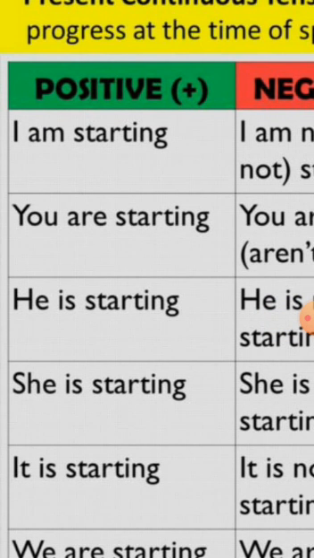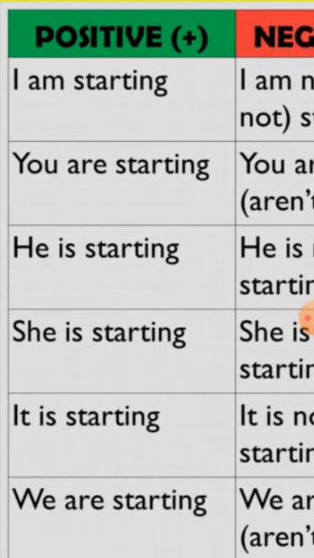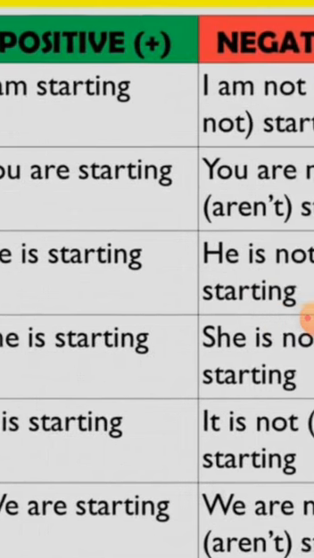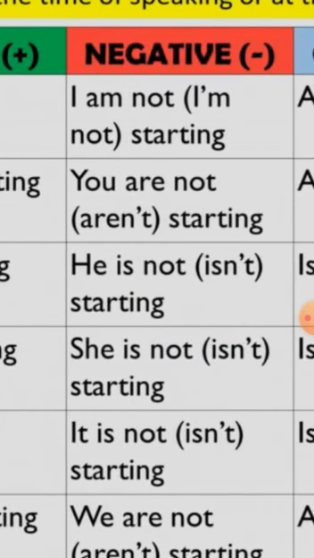I am reading these sentences. I am starting, you are starting, he is starting, she is starting, it is starting. So no forms changed, nothing else changed, we just change is/am/are. And in the negative, I am not starting, you are not starting. So in negative there is no do or does, only not. I am not starting, you are not starting, he is not starting, she is not starting, etc.